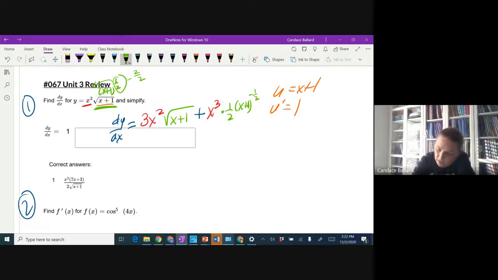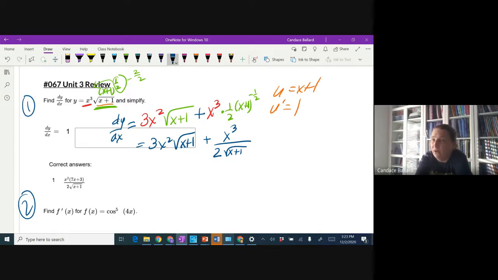Okay. I'm going to clean that line up a bit. So we've got 3x squared, square root of x plus 1, plus there's an x cubed in the numerator. The 2 goes in the denominator. This is (x plus 1) to the 1/2 power, or I'm going to be sneaky about this. I could just write it as the square root of x plus 1, because I'm looking at the answer that's there and I'm going, ooh, it's got the square root in it.